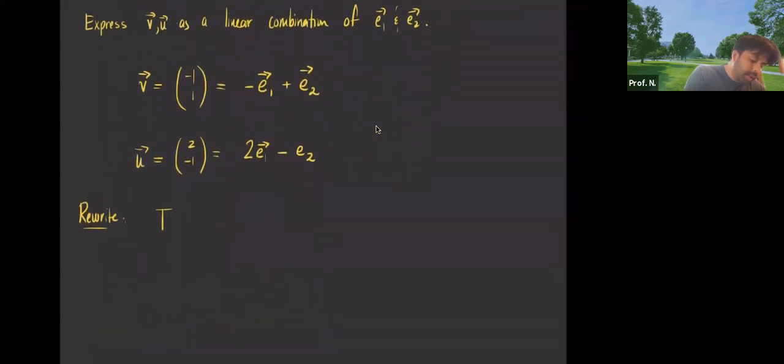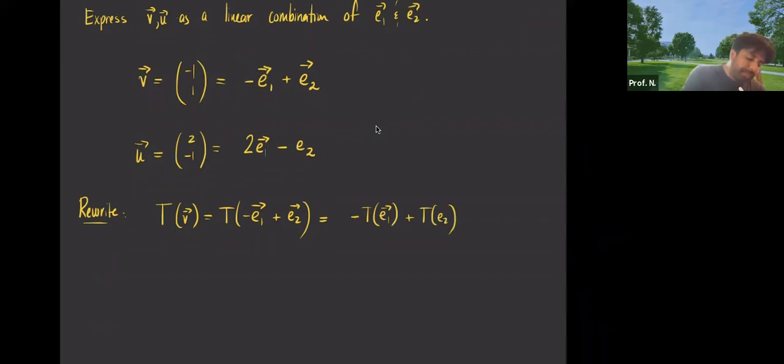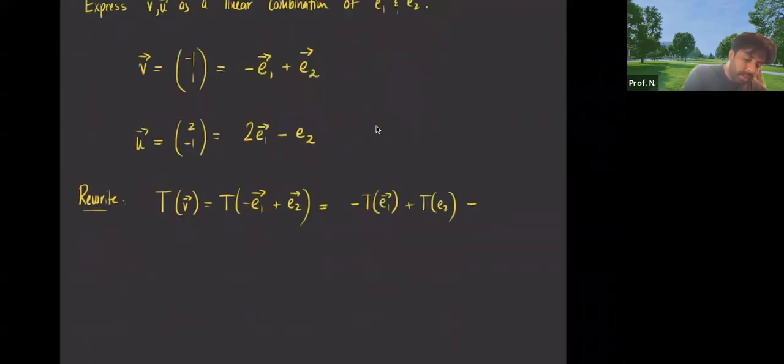T of V is really what? T of -E1 plus E2. And this will equal negative T of E1 plus T of E2. And this will have to equal what? -5, 5.